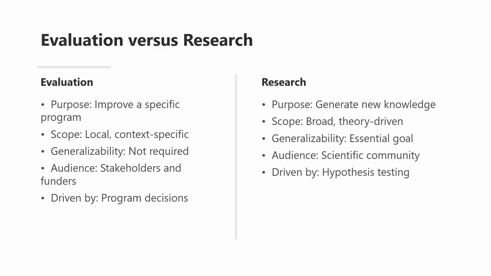One critical practical difference that you will want to remember involves the Institutional Review Board, or IRB. Research involving human subjects almost always requires IRB review and approval because it involves the creation of generalizable knowledge. Program evaluation, on the other hand, may not require full IRB review, although many organizations still submit evaluations for ethical review as a best practice.